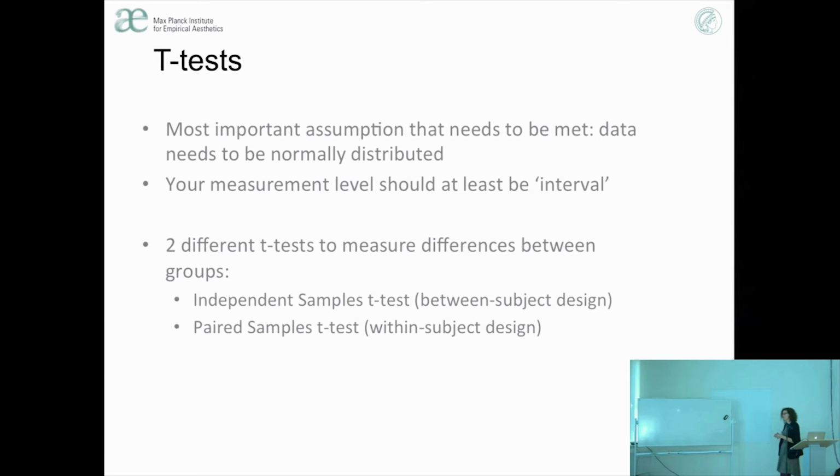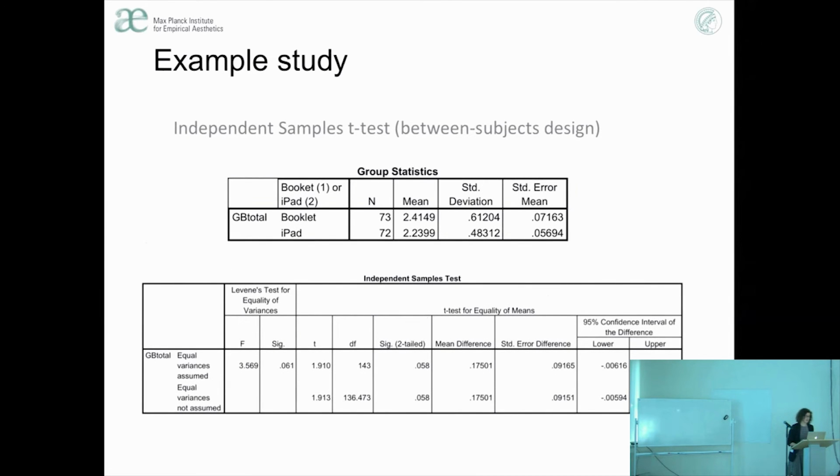There are two different t-tests to measure differences between groups. You have an independent samples t-test, which is basically a between subject design, because it's two independent groups of people that you're testing, and you have a paired samples t-test for within subject design. I did an independent samples t-test already, because I looked up whether the difference between transportation scores for those two groups, the booklet readers and the iPad readers, was significant or not. Now Murali will explain how to run this test using R in the afternoon. I ran it using SPSS, and here you can see the output. The output of R will look different, but it will basically have all the same things in there.